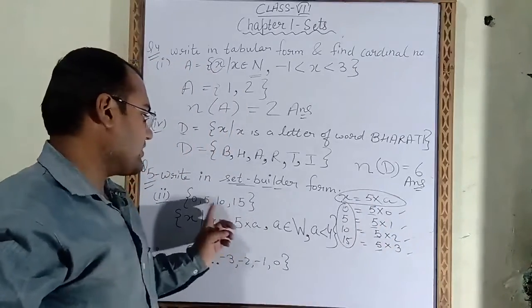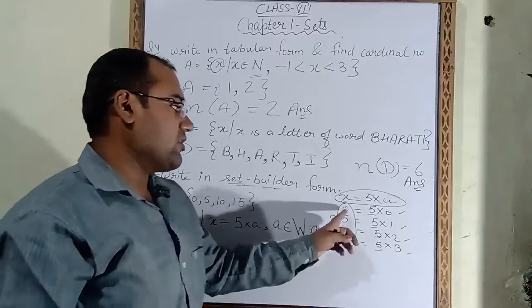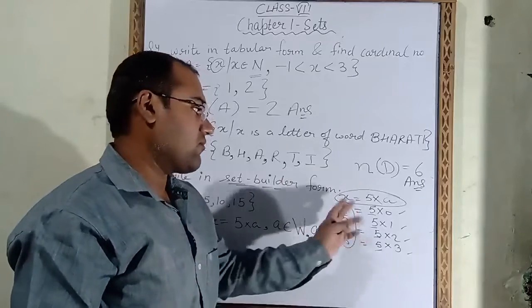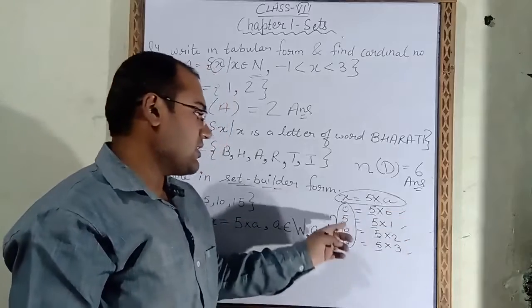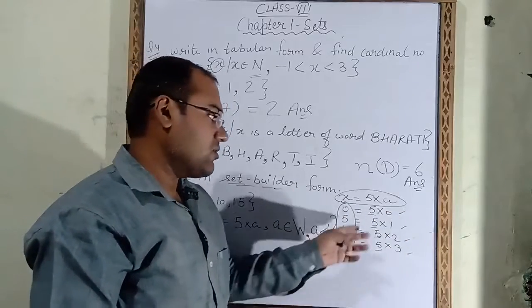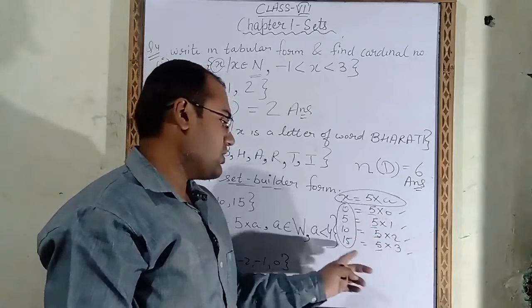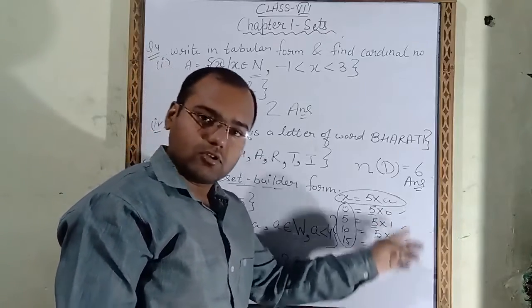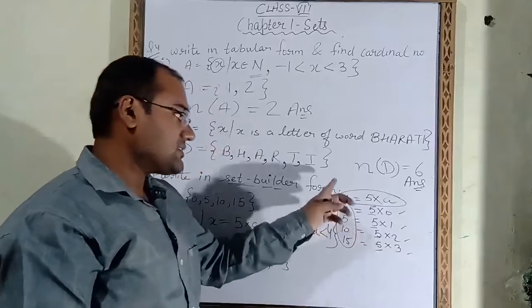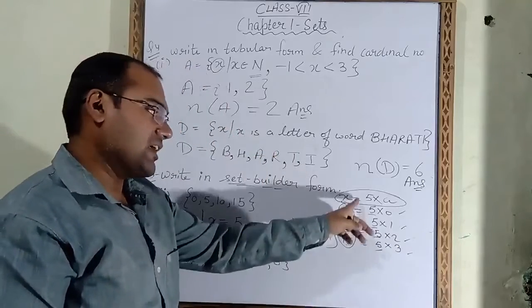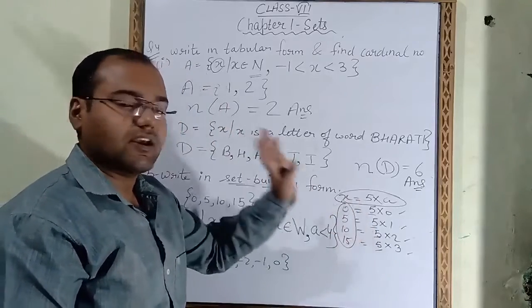These values are given: 0, 5, 10, 15. In order to make 0, what we have to do? We have to multiply 5 by 0. In order to make 5, we have to do 5 into 1. In order to make 10, we have to do 5 multiply 2. In order to make 15, we have to do 5 into 3. These are all values of x. So we have written here x. Equal sign is there, so here also we have taken equal.